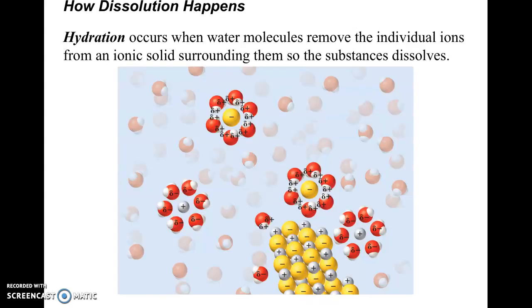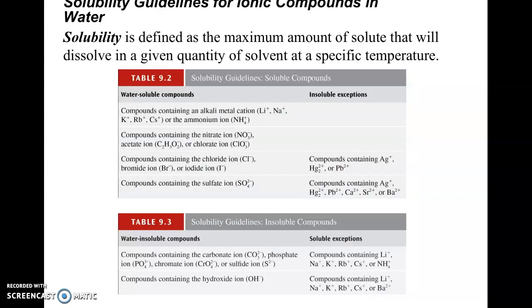Okay, so how do ions dissolve? When you put salt into a glass of water and you stir it, what's actually happening? Well, the water molecules line up so that the hydrogens that have a slight positive charge line up towards the negative charge and surround it. Same thing with the positive charge, and by surrounding them, they pull them apart.